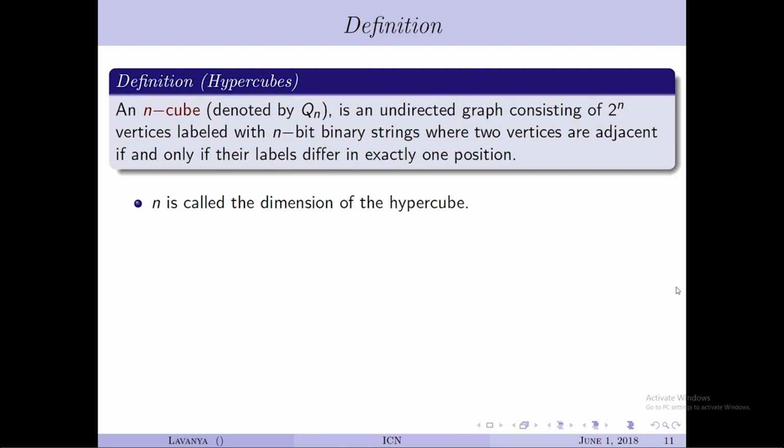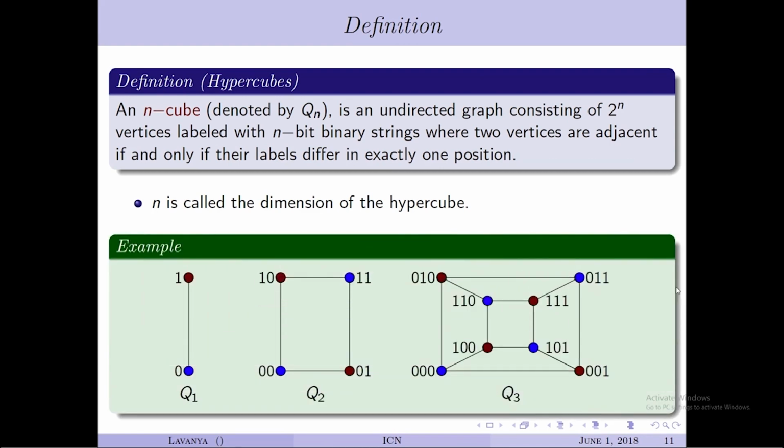First of all, vertices have an n bit binary string labeling. So zeros and ones, you have n bit labeling, and any two vertices are connected if the labeling differs in exactly one position. Okay. So this is a standard definition. These are some basic cubes that you have already seen, so still I have given them here.